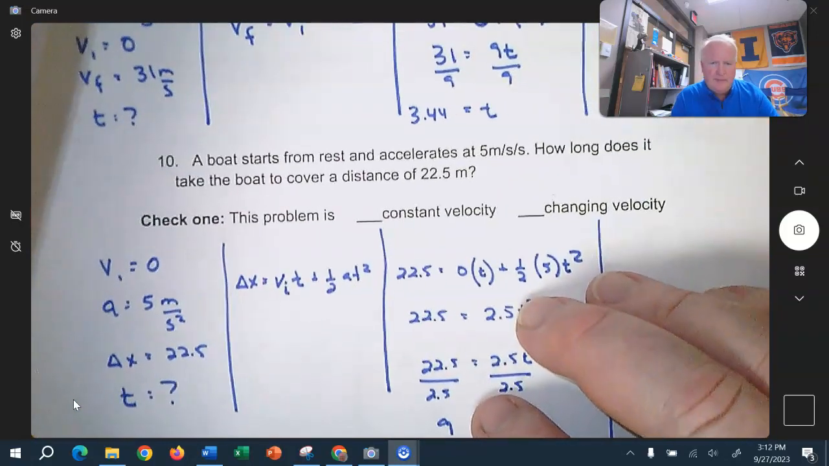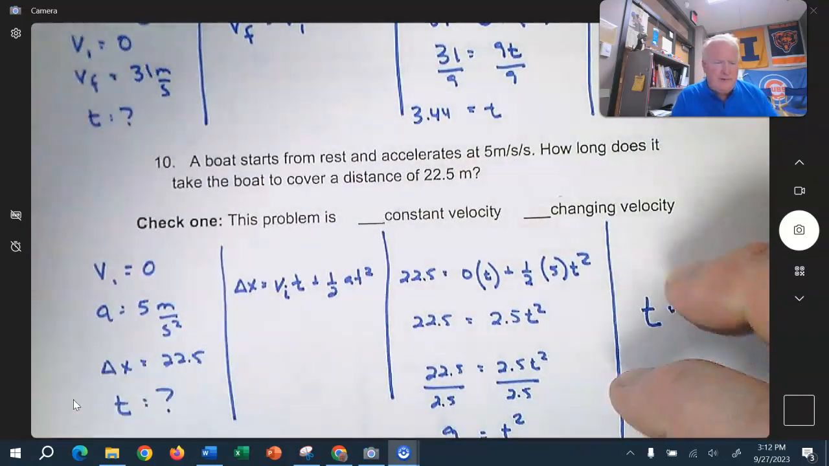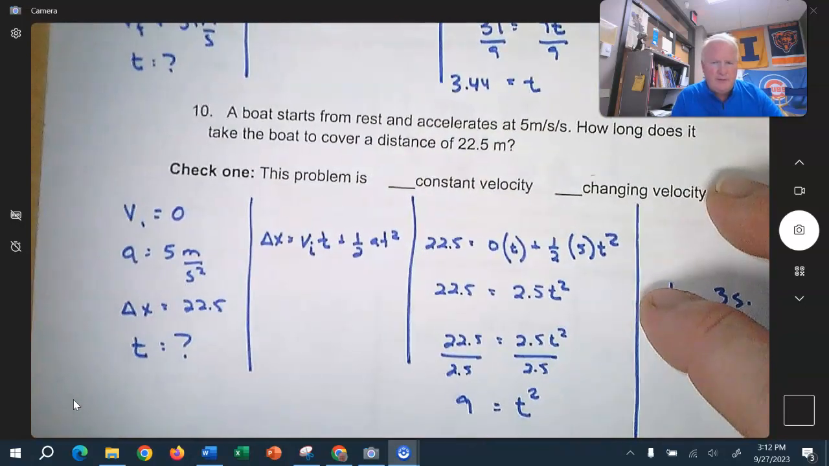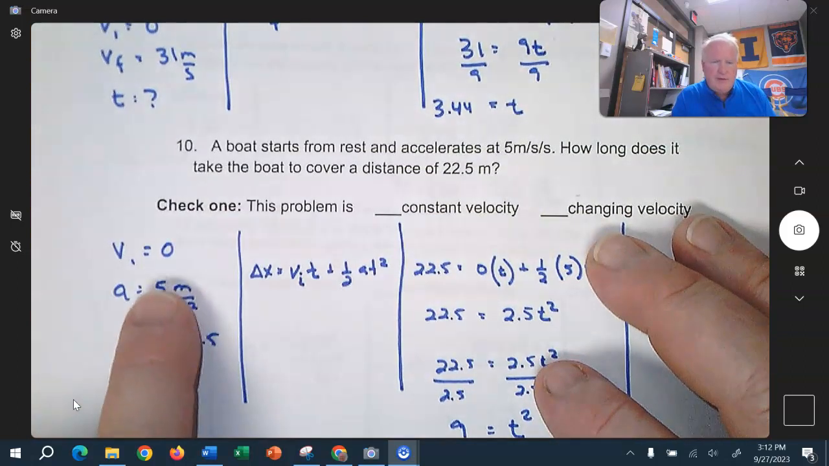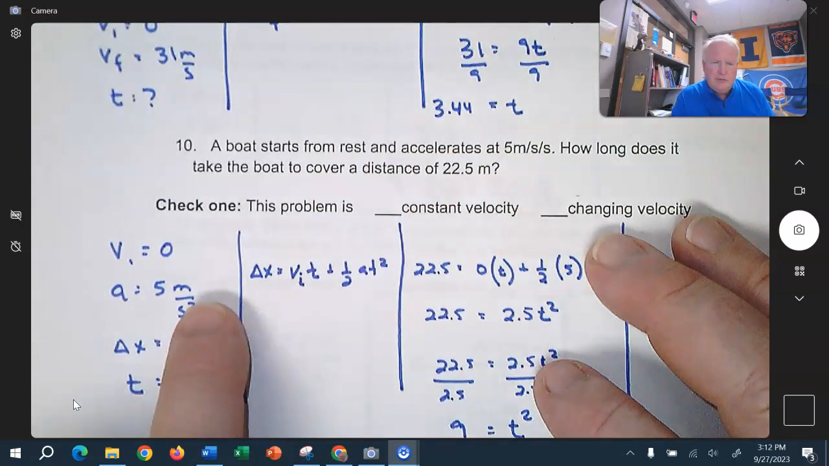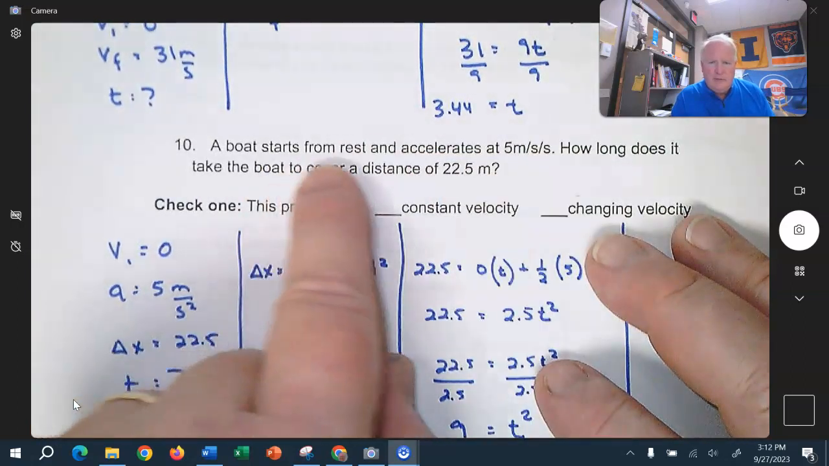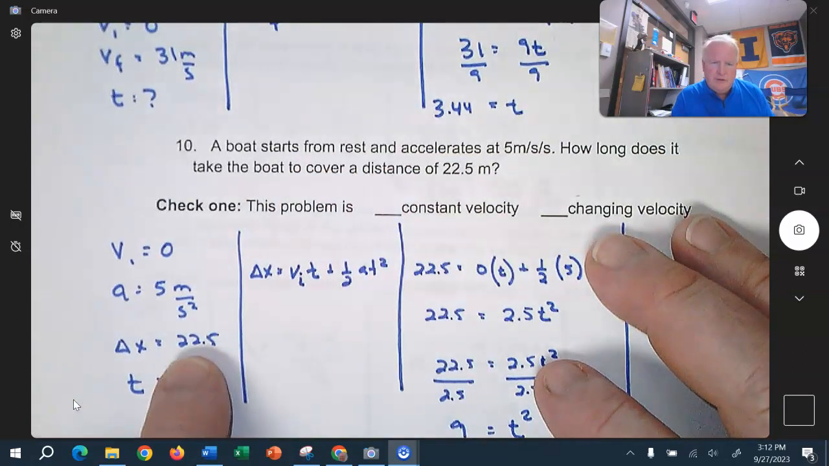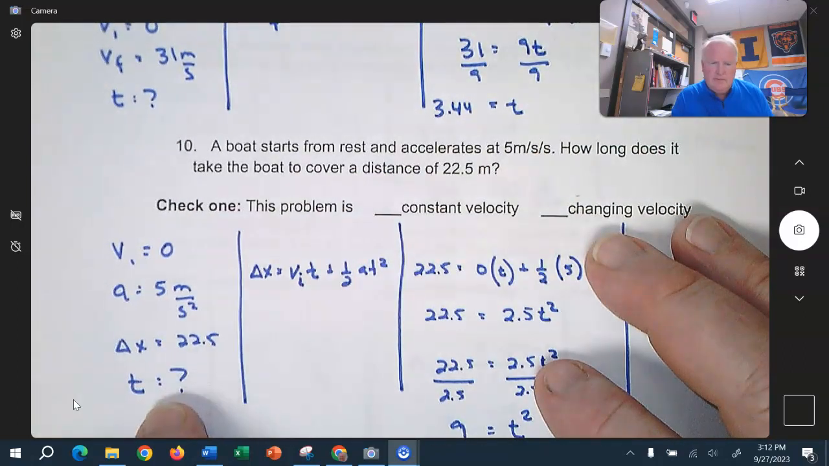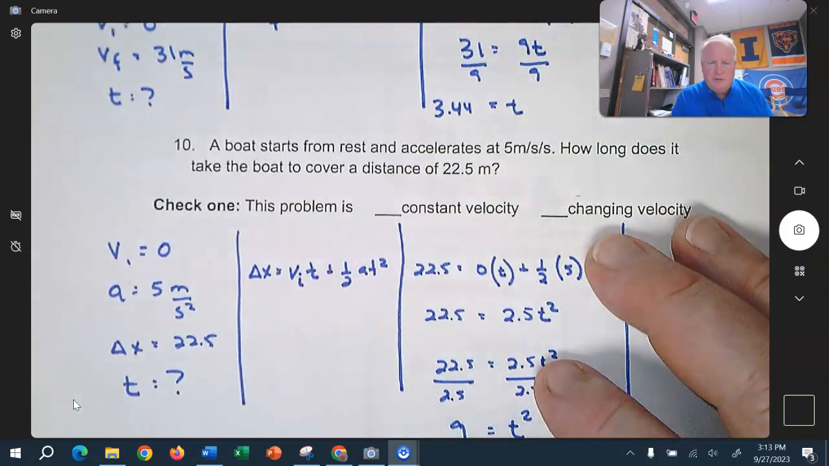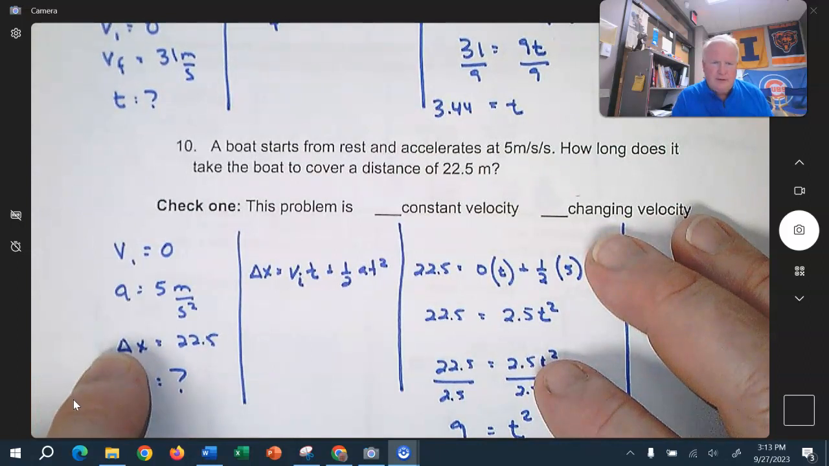All right, last problem. Boat starts at rest and accelerates at 5 meters per second per second. That's my 5 meters per second squared. All right, starts from rest. I've got a velocity of 0. It has an acceleration, right? Put that there. How long does it take the boat to cover this much distance? 22.5. How long does it take? That's a time. So we got to ask for it. So we got a distance, so we have to choose between those other two. We have initial velocity, but not final.